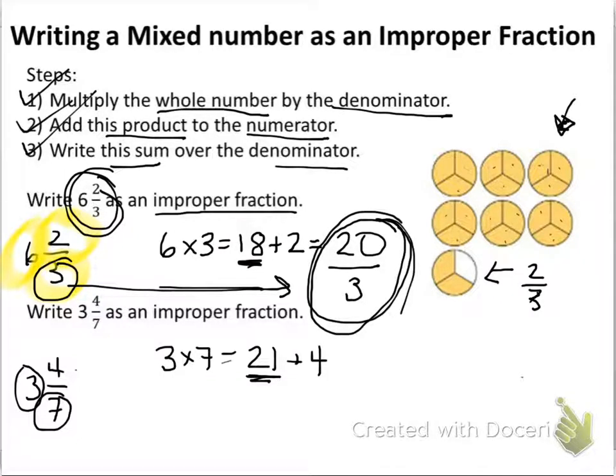So now we have 21 plus 4. That gives us 25. Our last step is to write the sum over the denominator. Our denominator is 7, and so our improper fraction is 25/7.